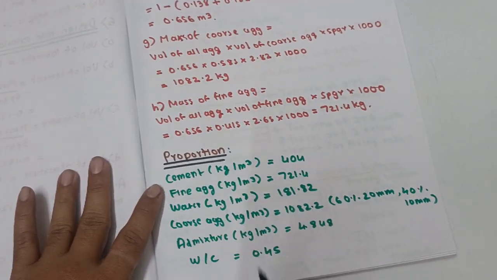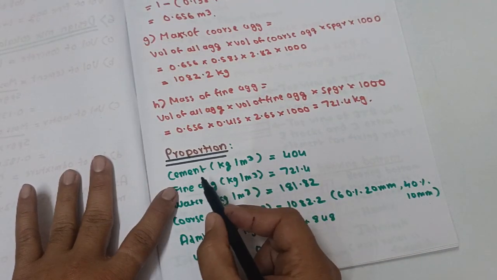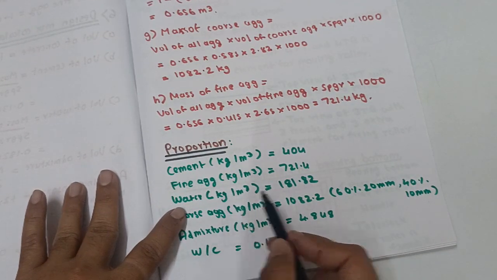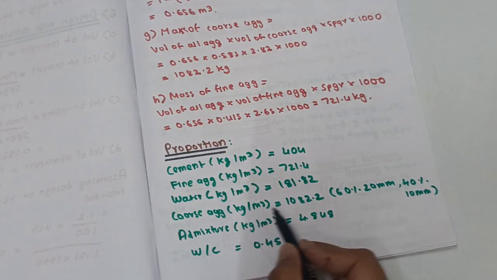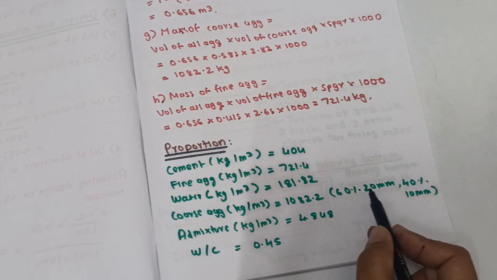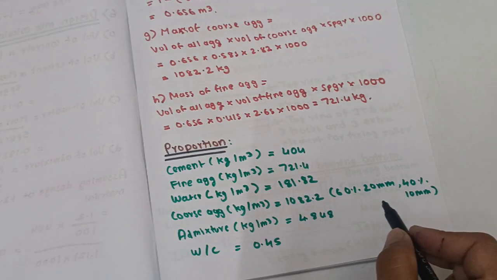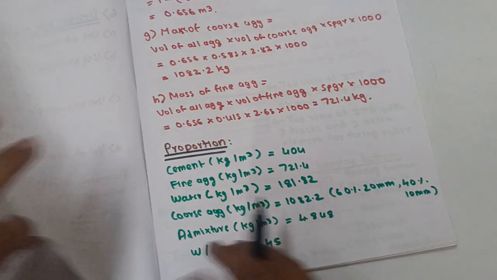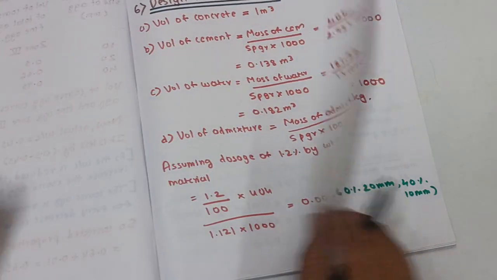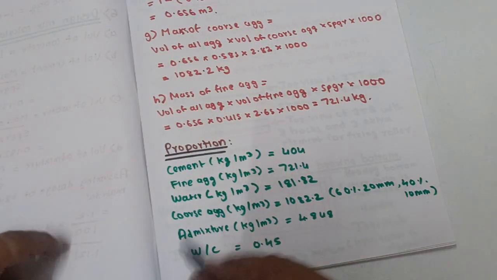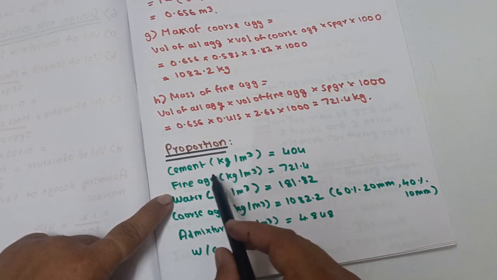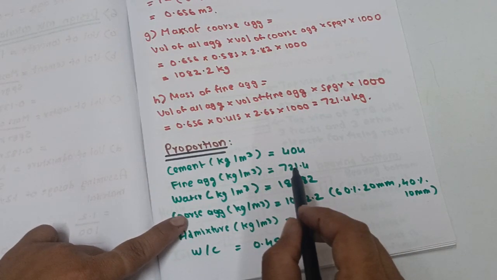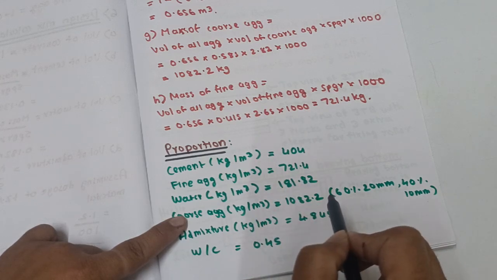Then proportions, this is the table we have got. Cement is 404, which we have found out. Fine aggregates is 721.4 here. Water is 181.82 liters. Coarse aggregates is 1082.2 here, 60% is 20 mm aggregates and 40% is 10 mm aggregates. Admixture is 4.848, then water cement ratio is 0.45. This way we can calculate proportions for a mix for any grade above M25. These are its proportions. Thank you.